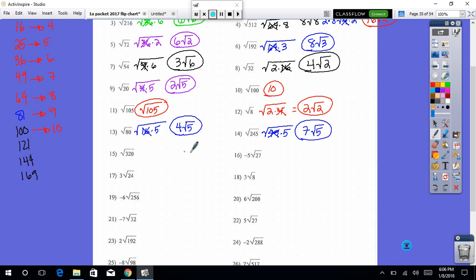Okay, I'm actually going to do 2 more with you today because I want to do one that's already got a number on the outside. Number 15, the square root of 320. Let's start at 169. Not even, so let's go down to 144. And down to 121.